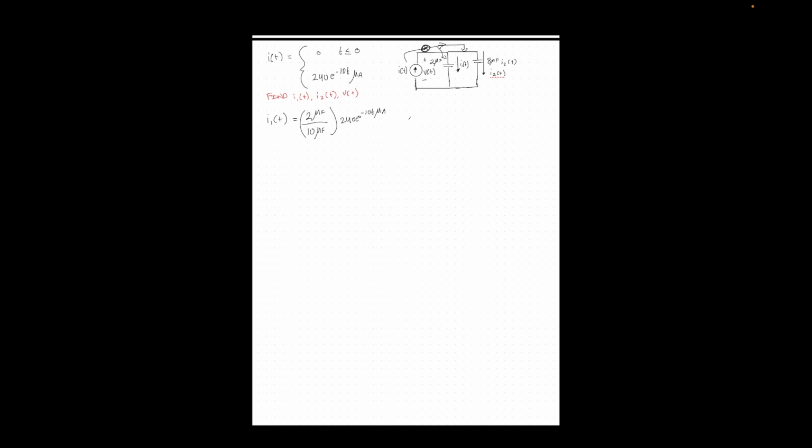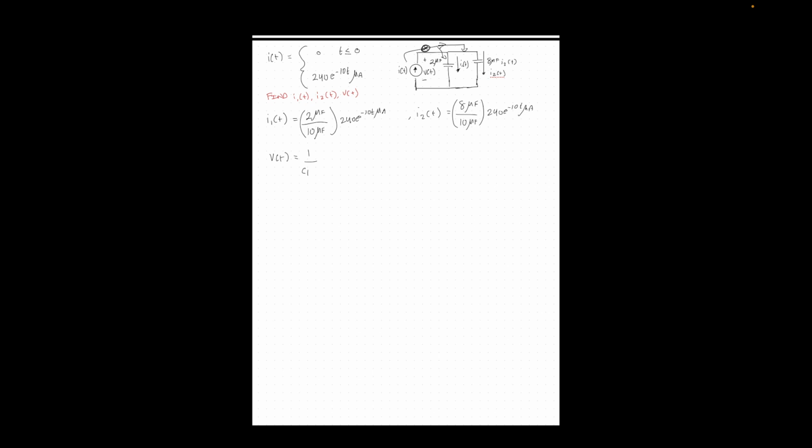Again, we can write I2 of t equals my 8 microfarad divided by my 10 microfarad times the 240 e to the minus 10t microamp. Alrighty, so we are going to use the voltage formula that your professors provided in the notes. So we're going to say that voltage equals 1 over my first capacitance, and in this case I'm going to use the 2 microfarad, and we'll build from there.